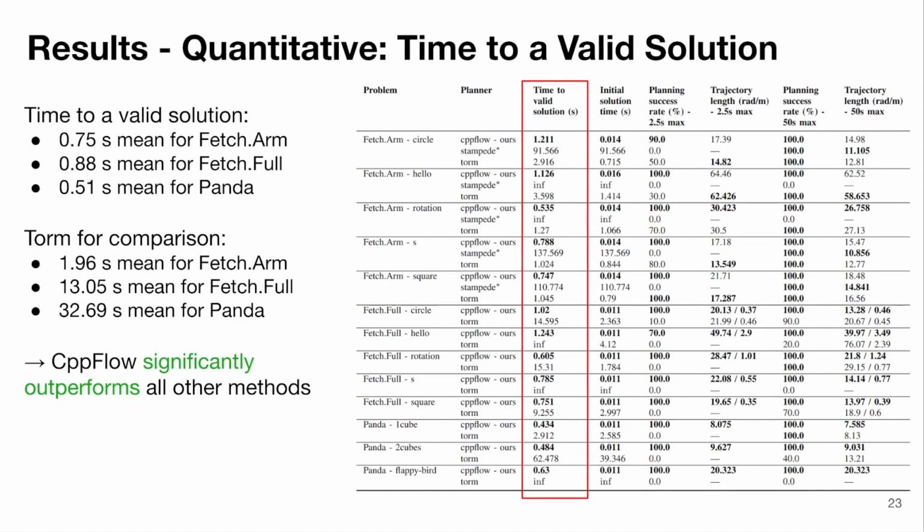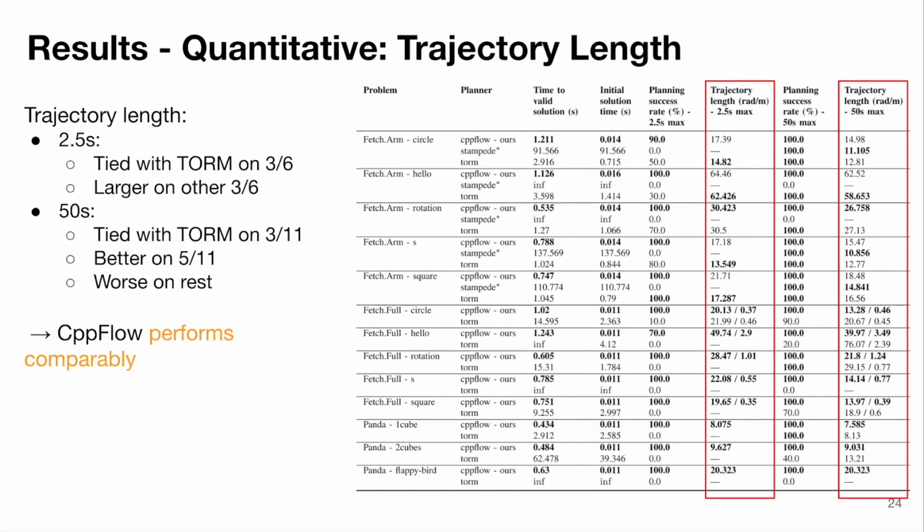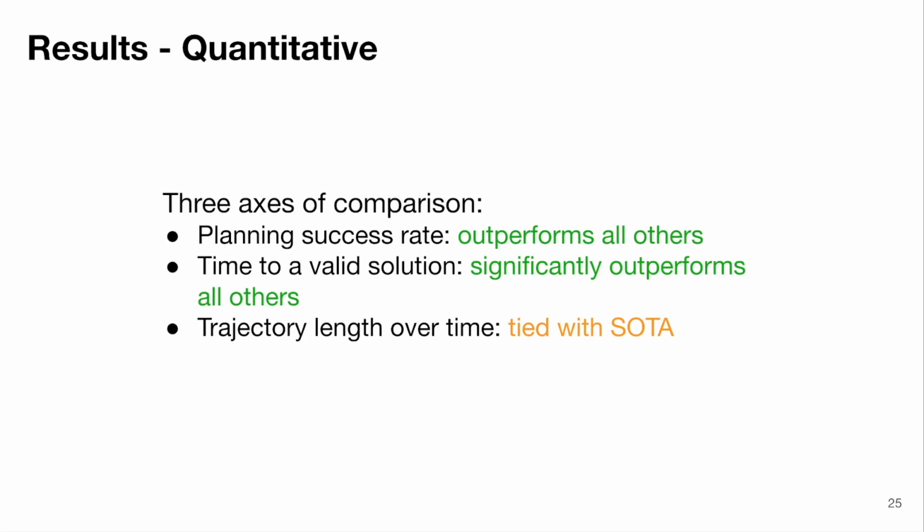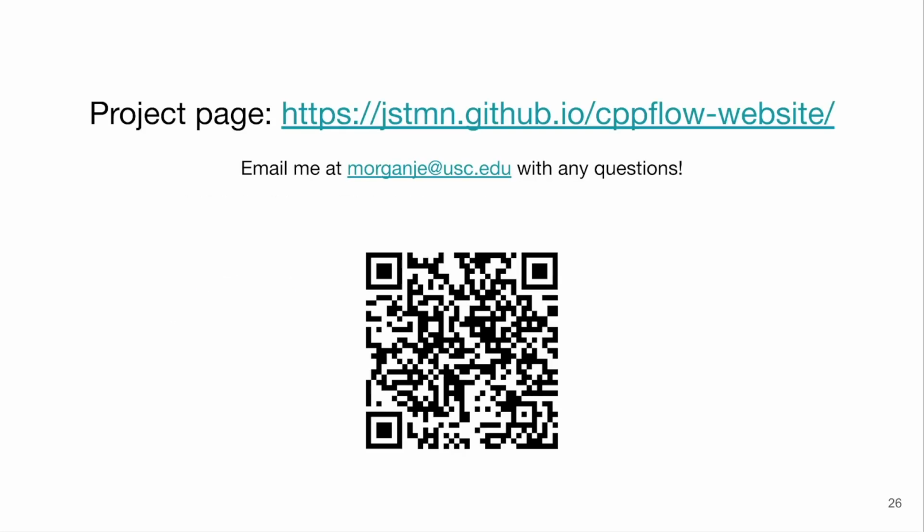Time to a valid solution is defined as the average time before a valid solution is found. Valid solutions are generally found within 1 second and often within 600 milliseconds. For this axis, CppFlow performs significantly better than all other methods. Trajectory length convergence is defined as the mean cumulative change in configuration space of the latest valid trajectory found before a given amount of time has elapsed. For this axis, CppFlow performs comparably to Torm and better than Stampede. The quantitative results indicate that CppFlow performs better than all other methods on 2 of the axes, while performing comparably on the third. Thanks, and please read our paper for further details.